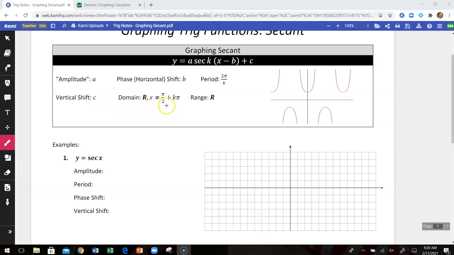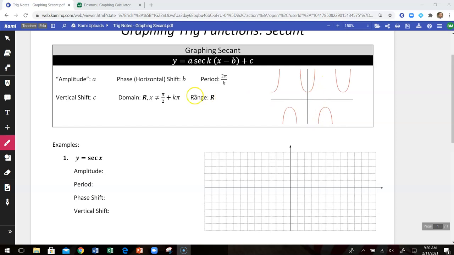The domain's a little tricky here. The domain is all real numbers except x cannot equal pi over 2 plus k pi. So what this k pi is, it's any integer multiple of pi. So the idea is this would be pi over 2. So there's going to be an asymptote here at pi over 2.